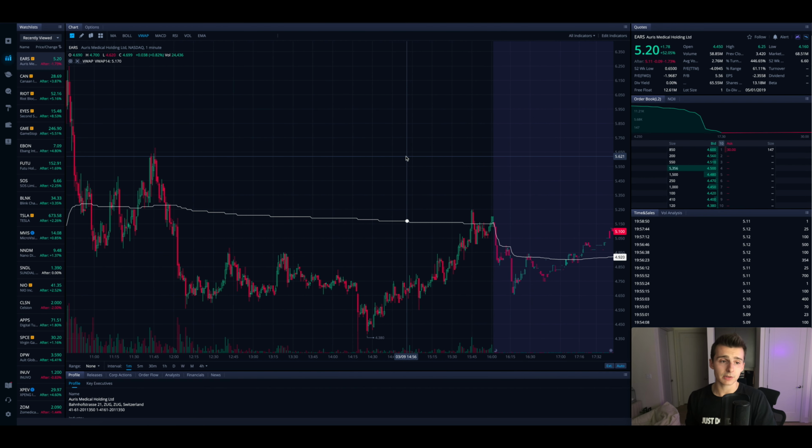So not every stock is going to respect it, but it's a really good indicator to give you a guide to help you out when it comes to support and when it comes to resistance.